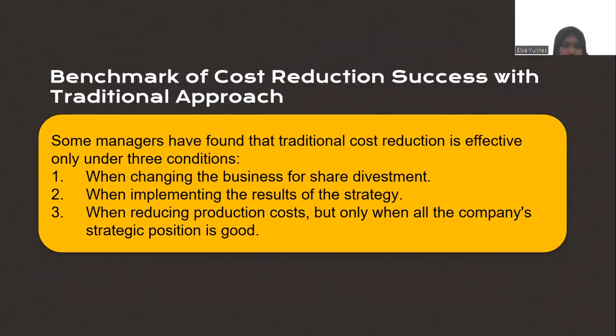Okay, I will continue the presentation. The next one is the benchmark of cost reduction success with the traditional approach. Some managers have found that traditional cost reduction is effective only under three conditions. They are when changing the business for divestment, when implementing the result of strategy, and when reducing production costs, but only when the company's strategic position is good.